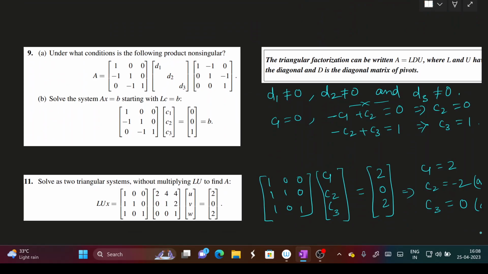Now, question number 9. Under what conditions is the following product singular?